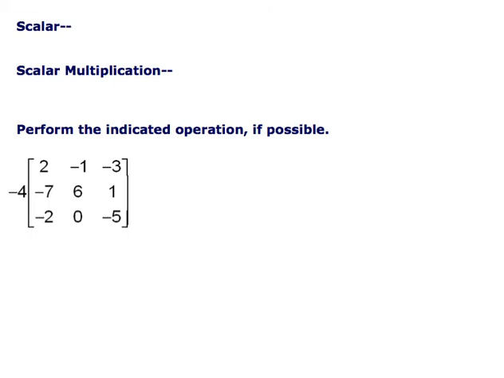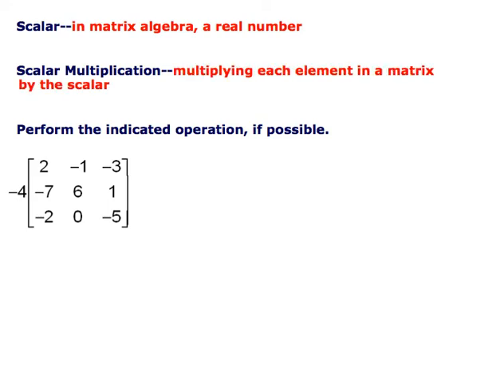Now let's talk about a scalar. When we're talking about matrix algebra, a scalar is a real number. And scalar multiplication is when you multiply each element in the matrix by the scalar. So if I'm going to perform the operation that they gave us right here, basically what I'm doing, -4 is the scalar. I'm just going to multiply all of these elements in this matrix by -4.